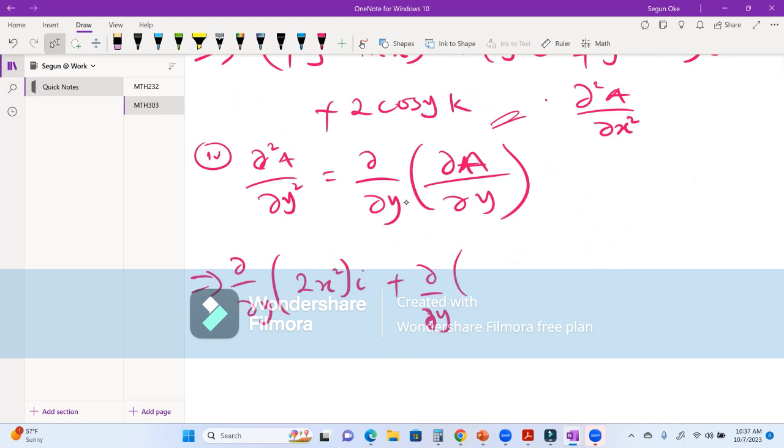of what? x exponential xy minus sine x j minus d dy of what? What's the last one? The last one is what?